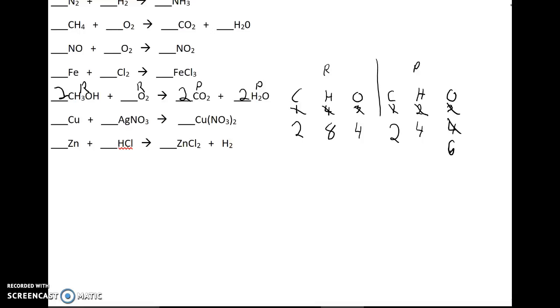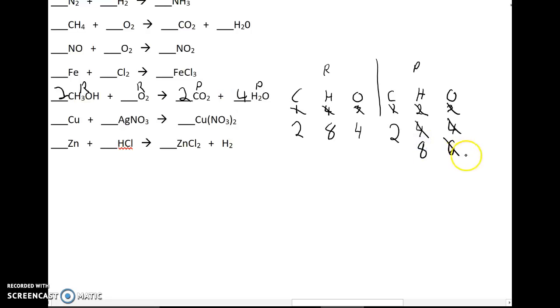Everything else has become unbalanced again, so I'm just going to keep working one element at a time. At this point, I'll pick hydrogen. I have 8 hydrogen atoms over here, 4 hydrogen atoms over here. So what I want to do is erase this, and I want 8 hydrogen, so I'm going to put a 4 right here, cross out my hydrogen, cross out my oxygen. All right, so now I've got 4 times 2, which is 8. Hydrogen is only in one place, so that's good.